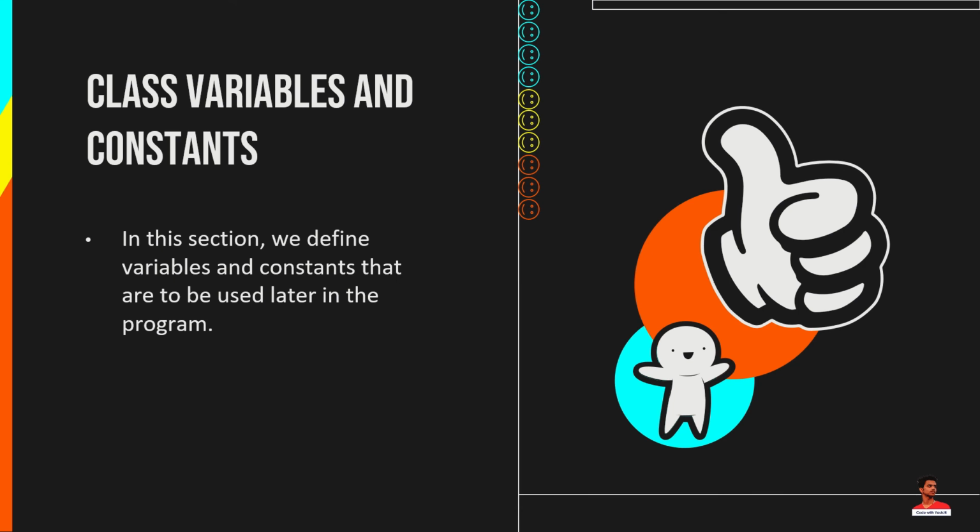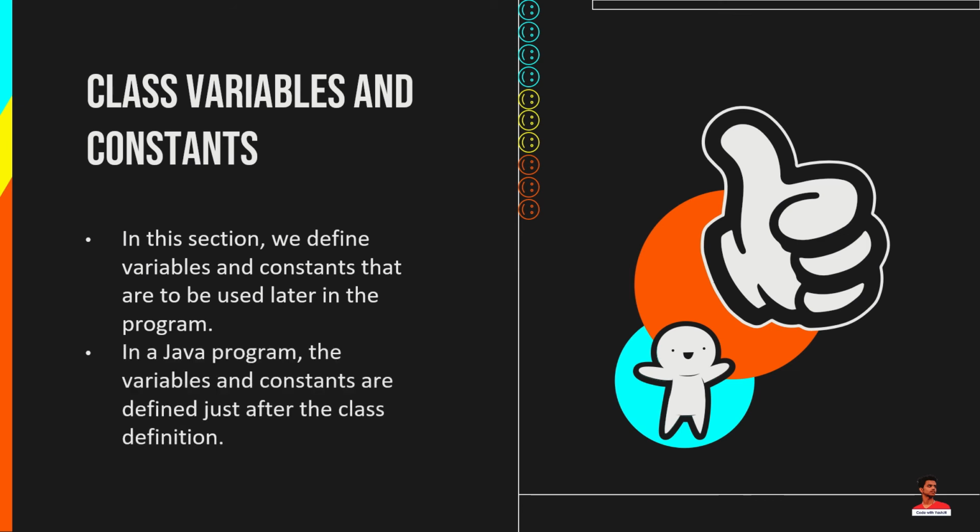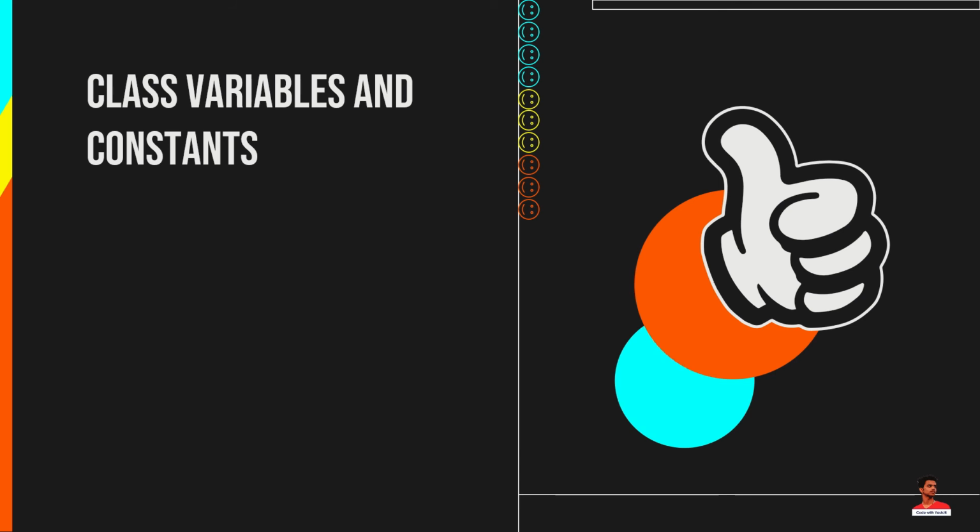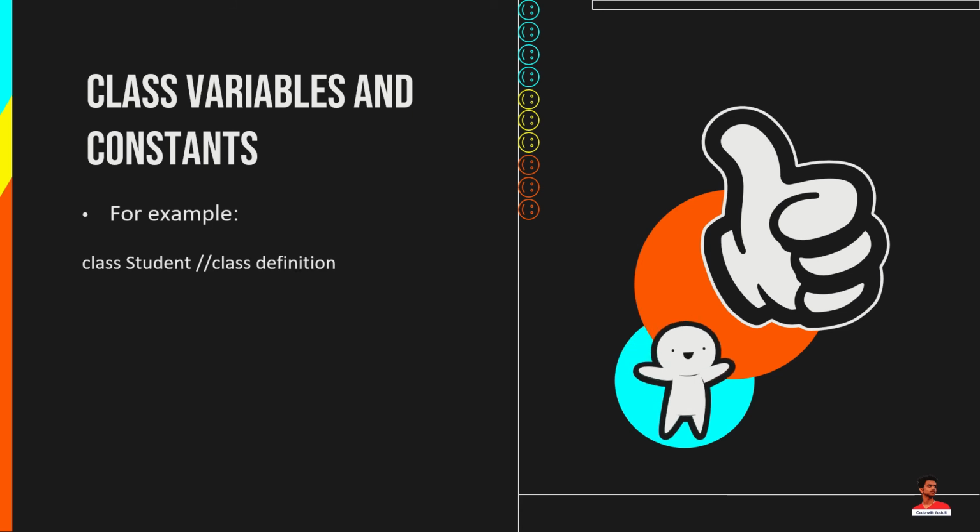In this section, we define variables and constants that are to be used later in the program. In a Java program, the variables and the constants are defined just after the class definition. The variables and constants store values of the parameters. They are used during the execution of the program. We can also decide and define the scope of variables by using the modifiers. It defines the life of the variables. Here's an example of class Student.